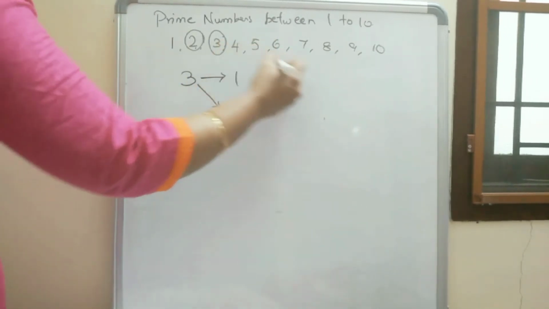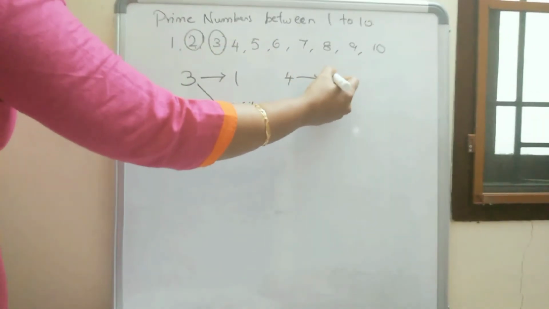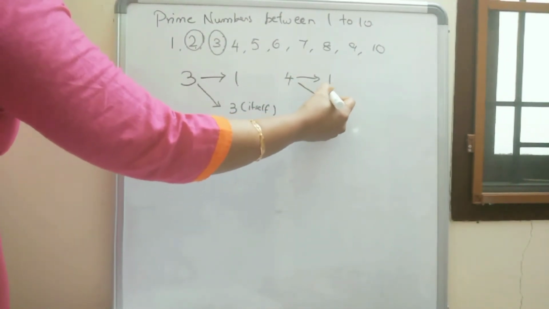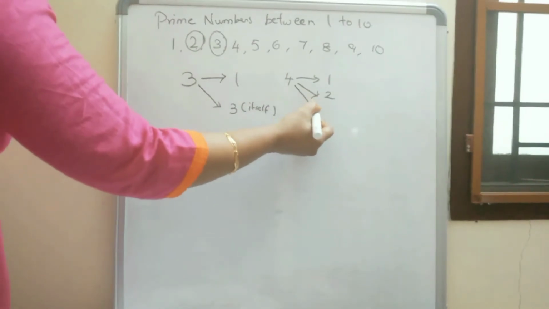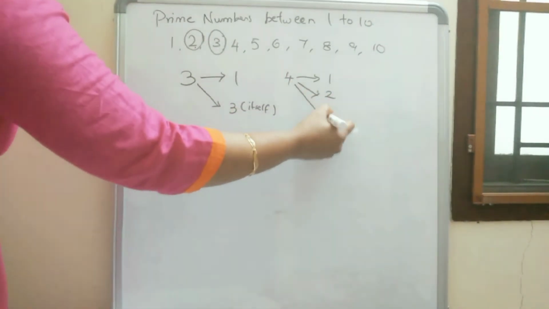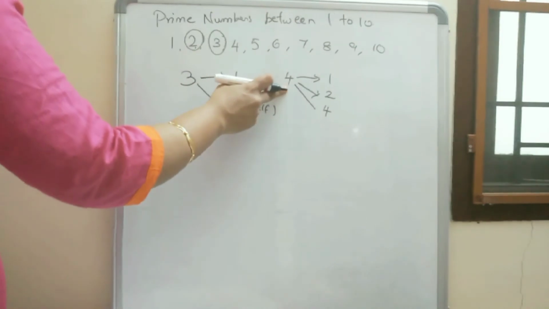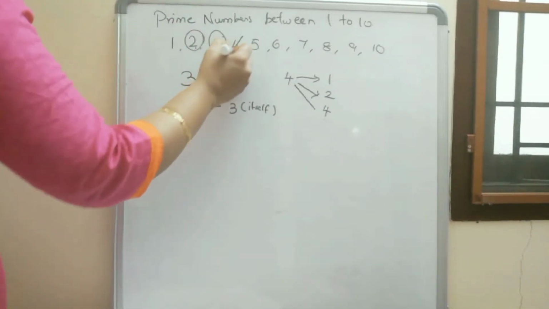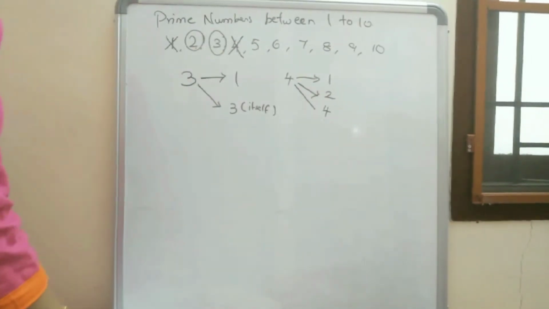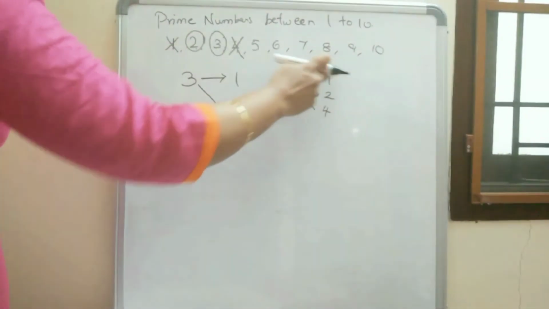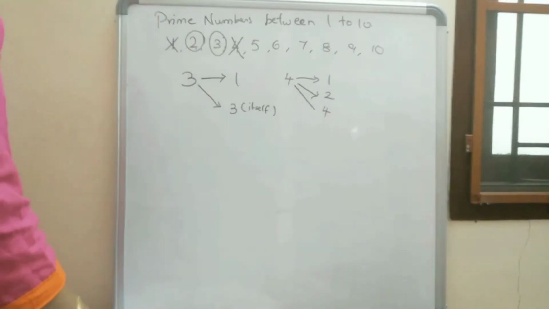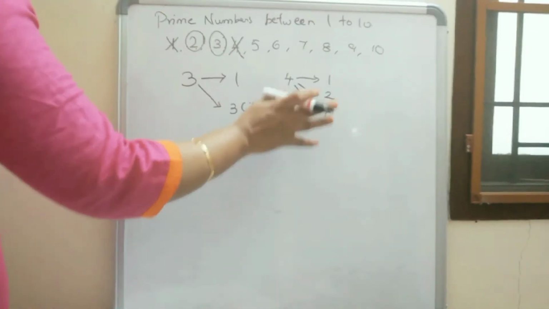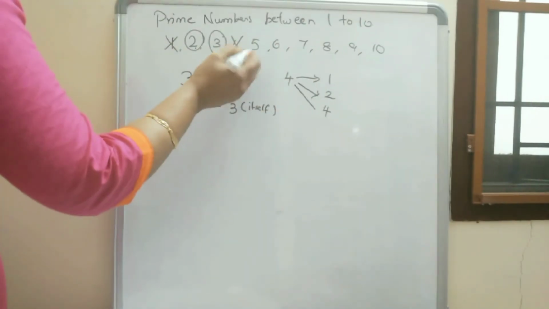Next, we are considering 4. 4 is divisible by 1. 4 is divisible by the next number 2. 4 is not divisible by 3 and 4 is divisible by 4 itself. So, this 4 has 3 factors. So, this is not a prime number. But 4 has 3 factors. So, 4 is a composite number. Now, we are considering only the prime numbers. So, we need not worry about the composite numbers. Okay. The 4 is not a prime number.